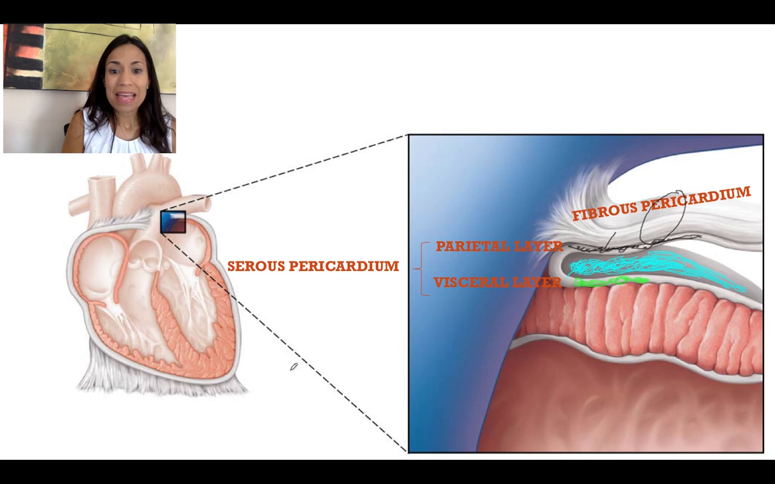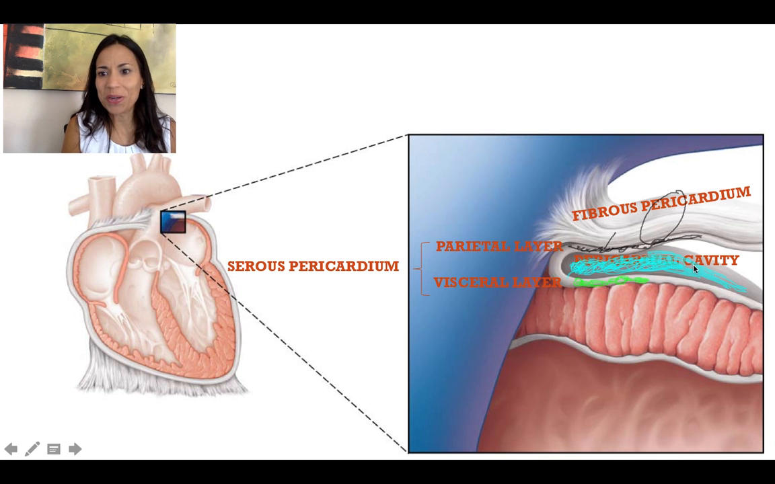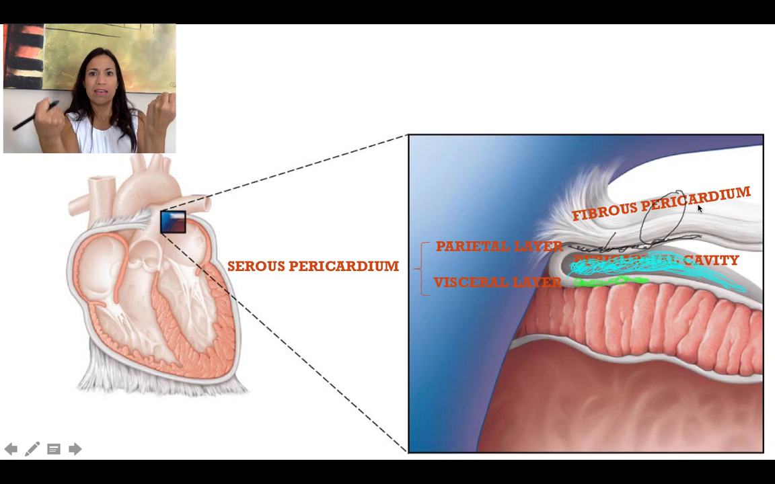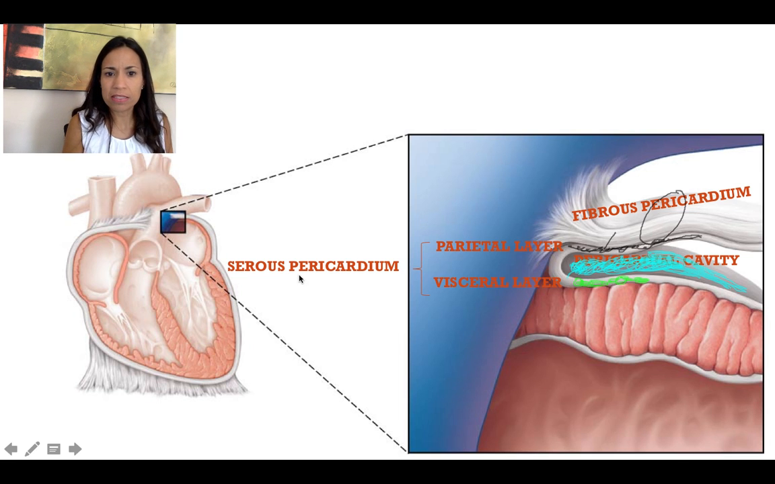I covered the pericardial cavity. So that's the covering, the sac or the bag where you are going to place the heart, the pericardium. Two layers, the fibrous and the serous pericardium, and the serous pericardium again has two layers, the parietal and the visceral.